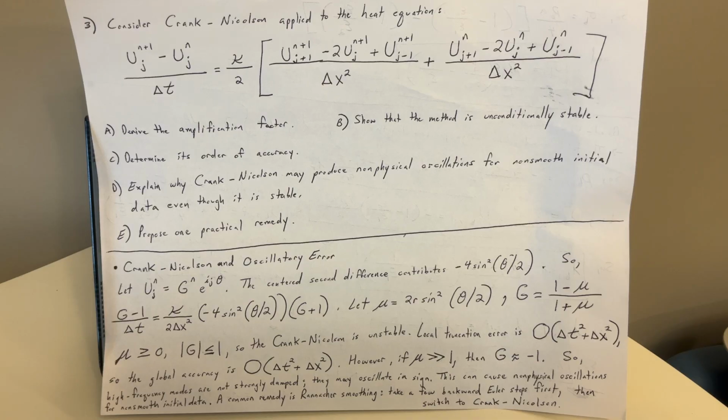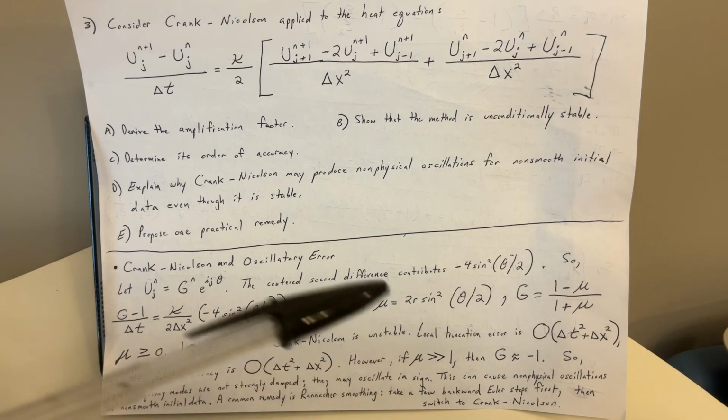And the absolute value of G is less than or equal to 1. So Crank-Nicolson is stable. Our local truncation error is order delta t squared plus delta x squared. So the global accuracy is order delta t squared plus delta x squared.